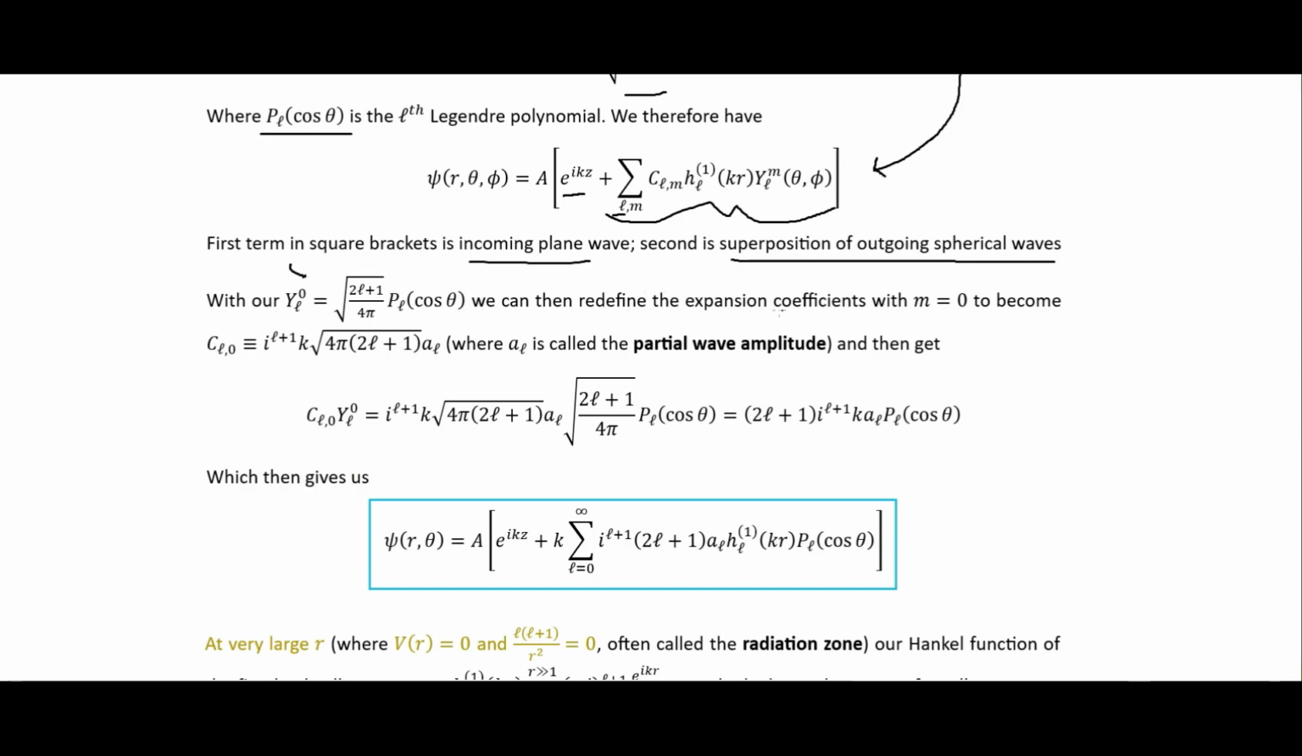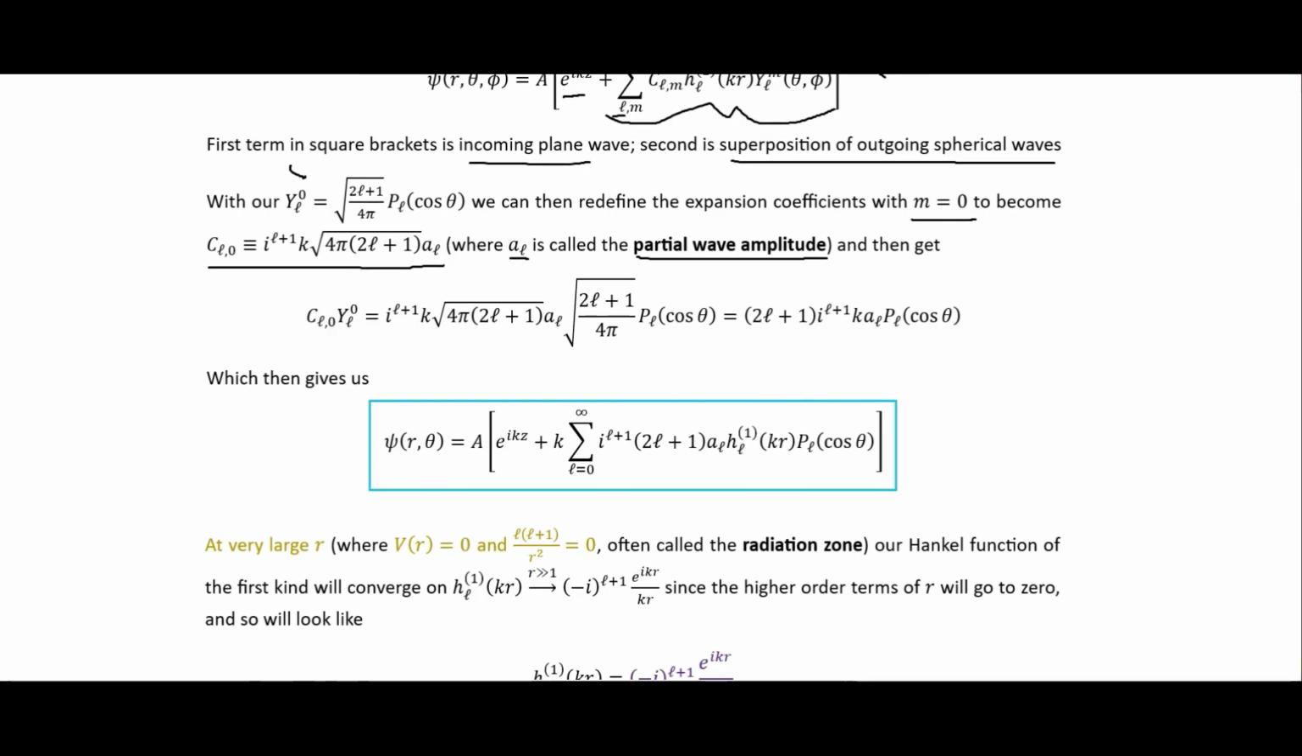We can then redefine the expansion coefficients with m equals 0. So we make this substitution right here, where this a sub L is called the partial wave amplitude. And we'll actually see in the next video that that is related to a phase change in the outgoing waves. You can think about that as the phase change going on as these different waves with different angular momenta spread out in a sphere from the central potential.